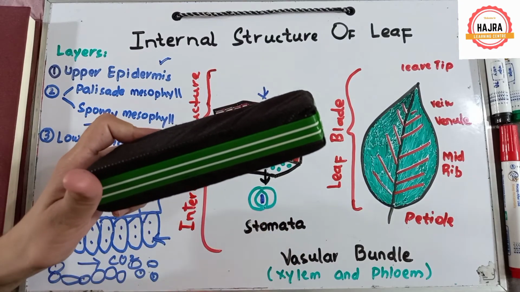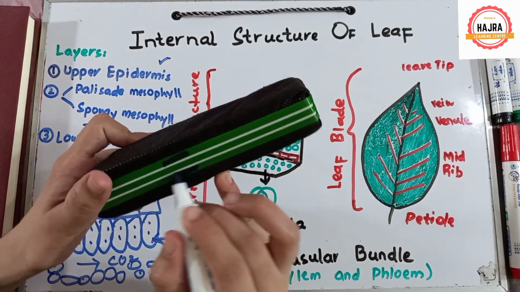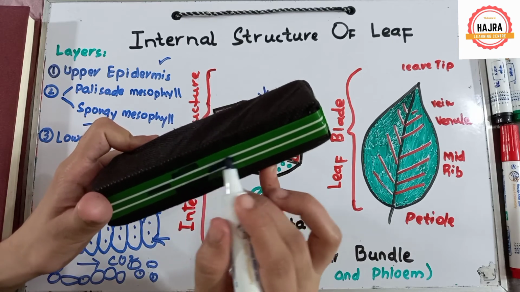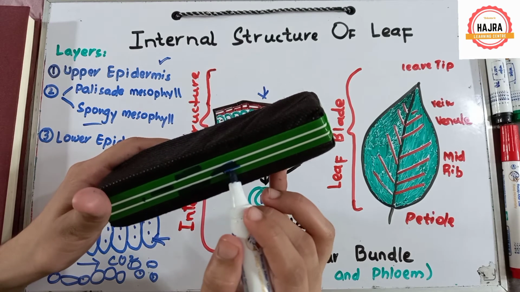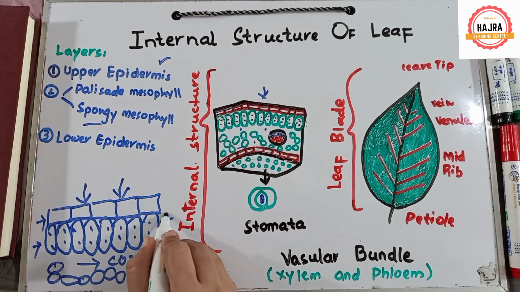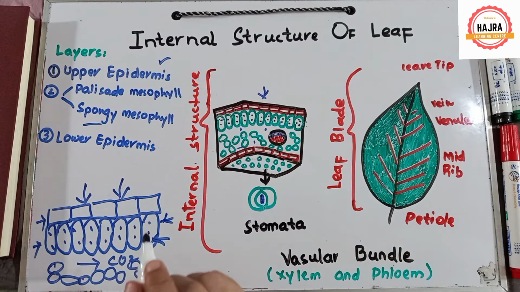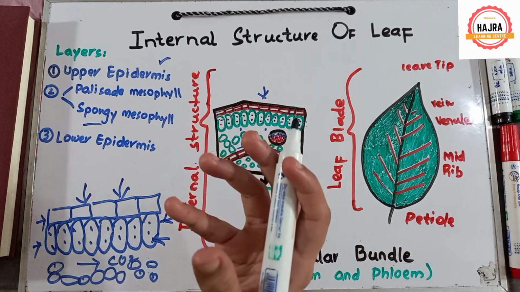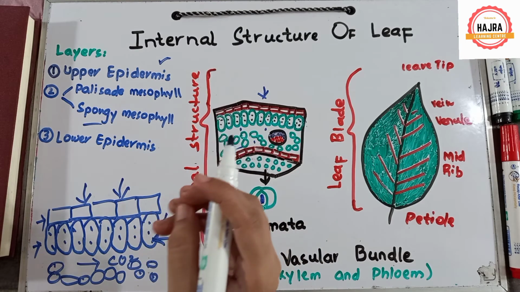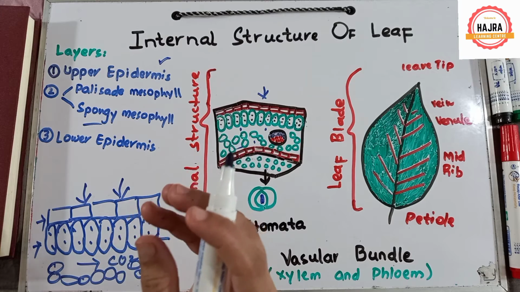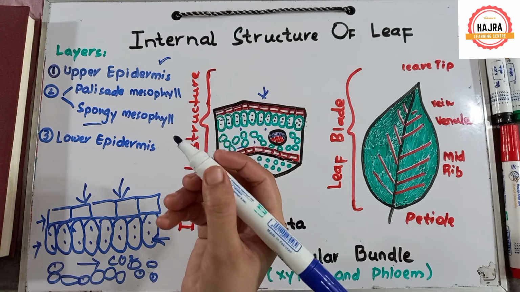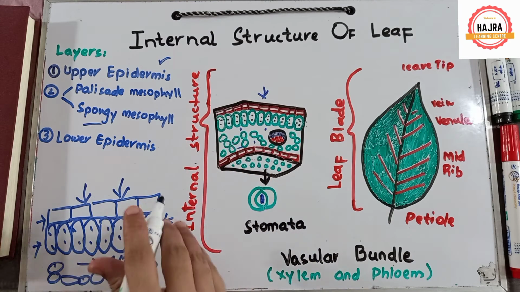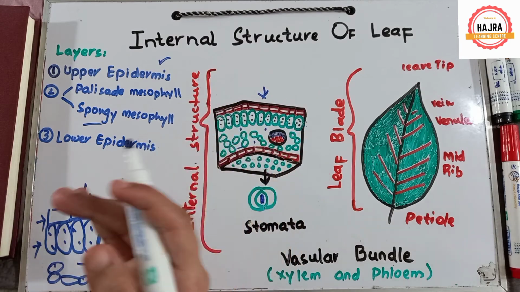In between them there are three layers: upper layer, lower layer, and in between them there are two types of mesophylls. Number one is palisade mesophyll and number two is spongy mesophyll. Palisade mesophyll is the layer which has longitudinal cells and it contains chloroplasts, and chloroplasts have chlorophyll, which is a green pigment. Just because of the green pigment, plants are able to make their own food. Underneath the palisade mesophyll, there is a spongy mesophyll.